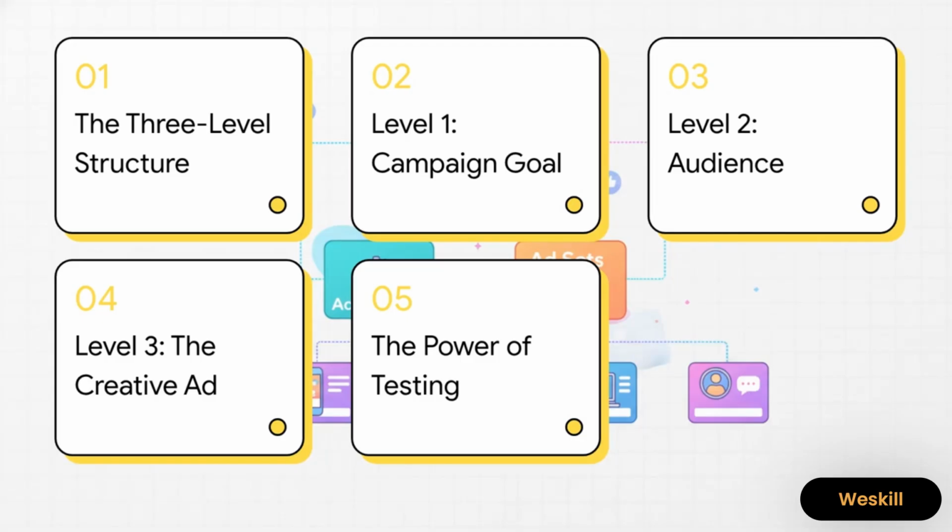Okay, so here's our game plan. First, we're going to look at that core three-level structure. Then we'll dive into each level one by one. The campaign, that's your why. The ad set, that's your who. And the ad, that's your what. And then we're going to wrap up with maybe the most important habit for growth, testing.